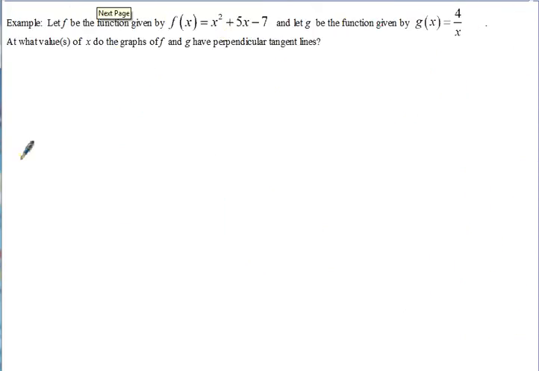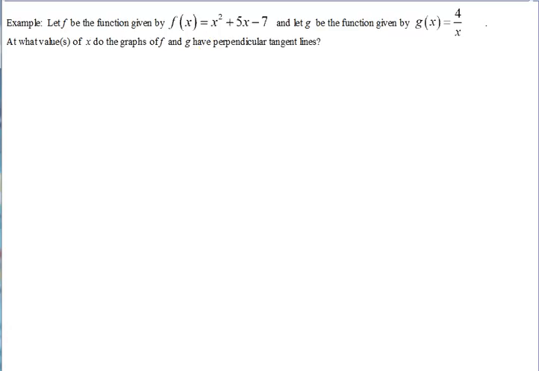The next example says, let f be the function given by f of x equals x squared plus 5x minus 7, and let g be the function given by g of x equals 4 over x. At what value or values of x do the graphs of f and g have perpendicular tangent lines?